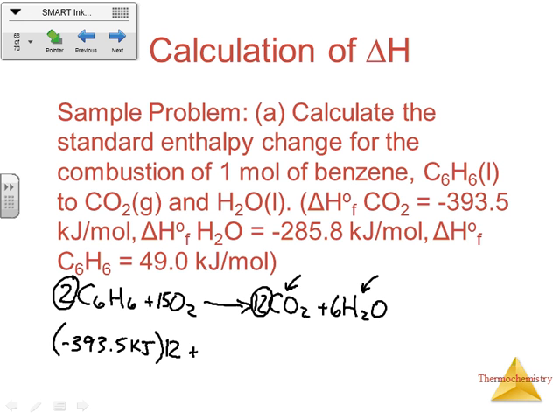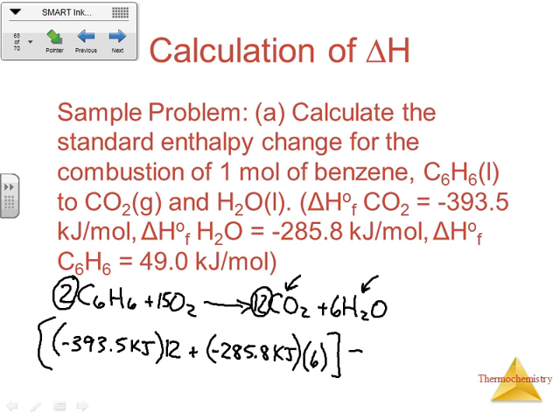And then we're going to add that to the H2O, which in this one is also a liquid. Okay, you have to pay attention to the state of matter because the heat of formation of H2O liquid is different than the heat of formation for H2O gas. But it's negative 285.8 kilojoules, and we're going to multiply that by 6 because there's 6 moles of that. Okay, so that's the product side of this thing.